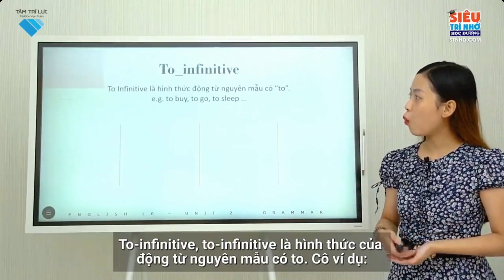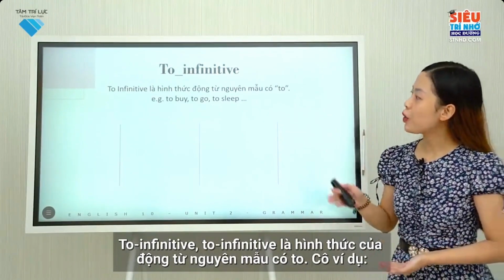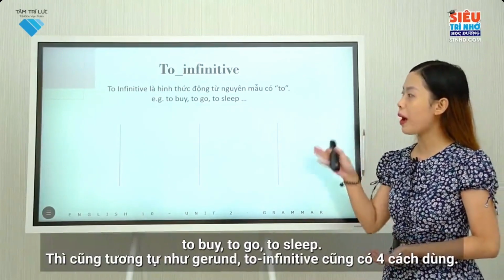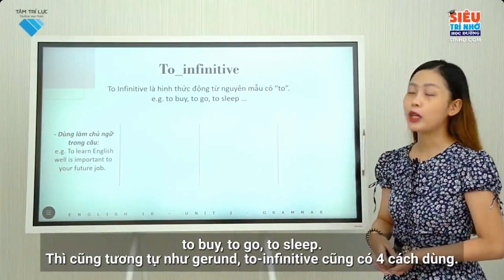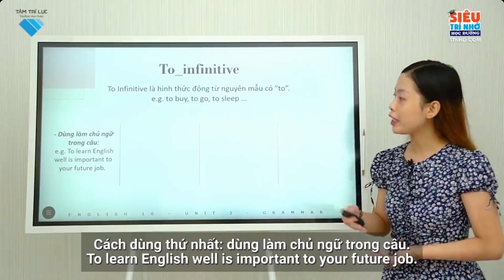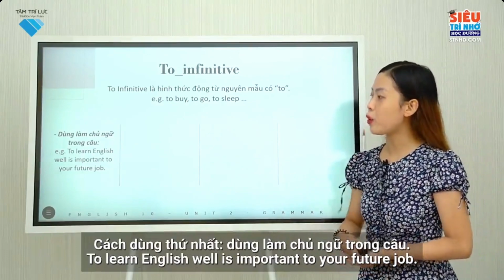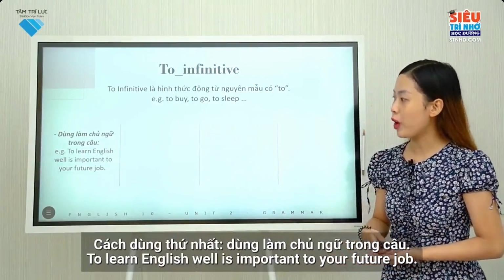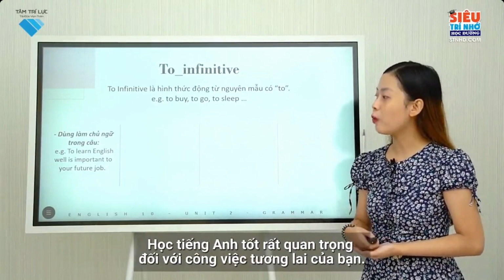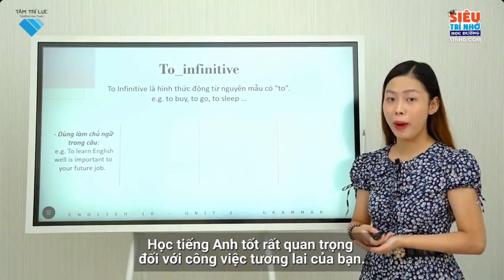Let's move to the part of to infinitive. To infinitive is the basic form of a verb that follows to, for example, to buy, to go, to sleep. Similar to gerund, to infinitive also has 4 usages. First, a to infinitive acts as a subject in a sentence. To learn English well is important to your future job. It means the speaker wants to state the importance of learning English for future jobs.